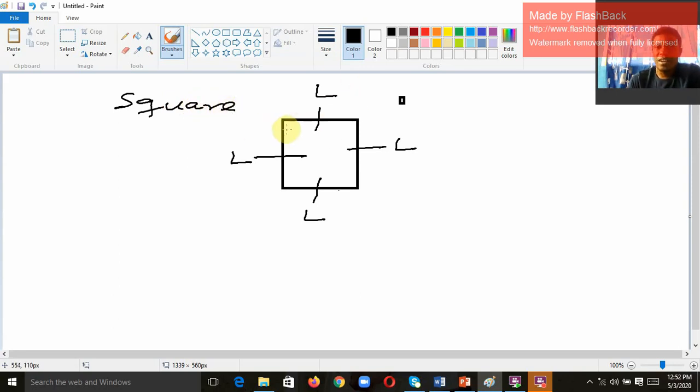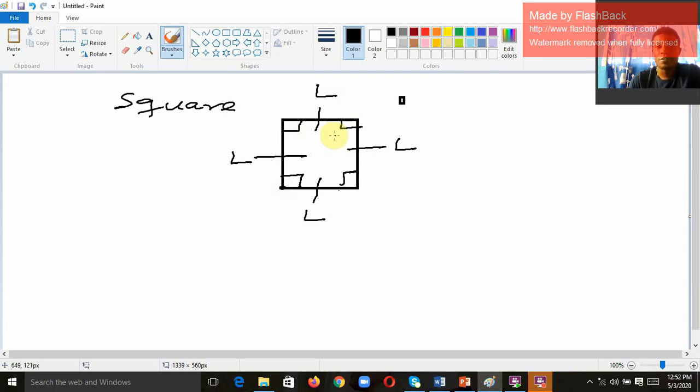Now the interior angles, each interior angle is 90 degrees each. So each interior angle is 90. Now I'm going to show you what a vertex is using this diagram. Now do you see this point? This is a vertex. Vertex is the point where two lines meet. So it has 4 vertices.